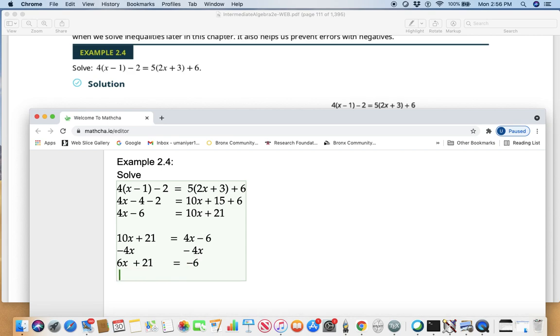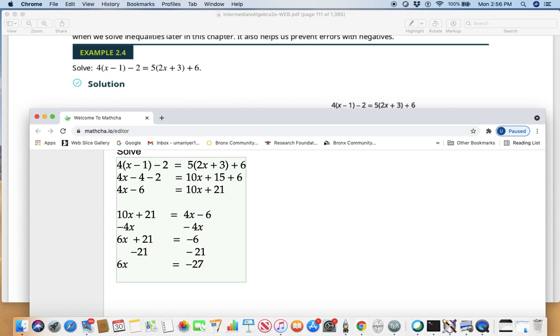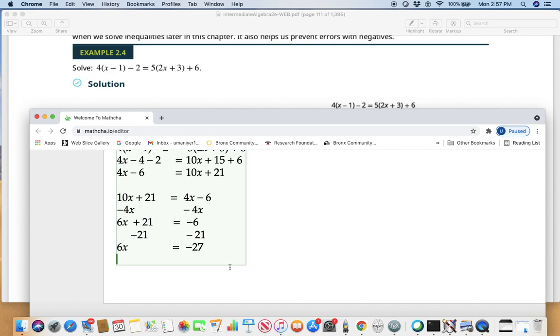Now, this 21, it's a positive 21, that is, it's being added. So subtract the 21 from both sides. You have 6x here, the 21's cancel. Negative 6 minus 21 is negative 27. Lastly, to get rid of this 6, you divide both sides by 6 because that 6 is multiplying x. So dividing is the opposite of multiplication. So divide negative 27 also by 6.